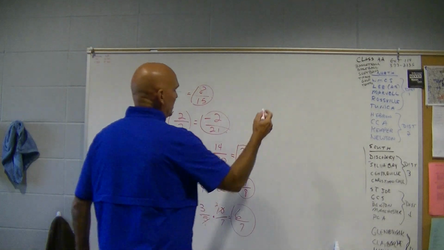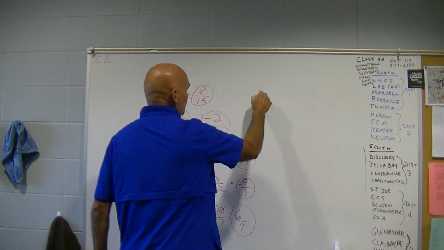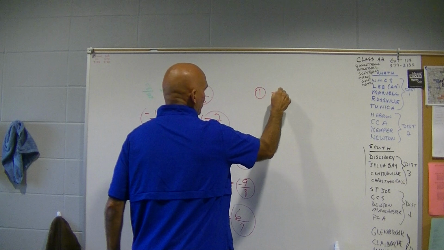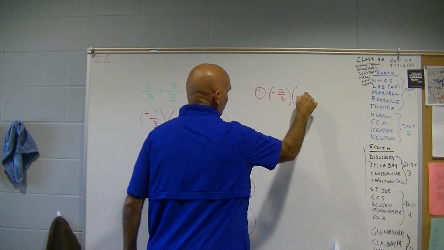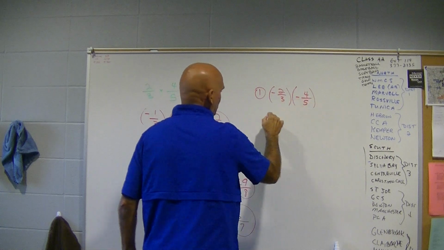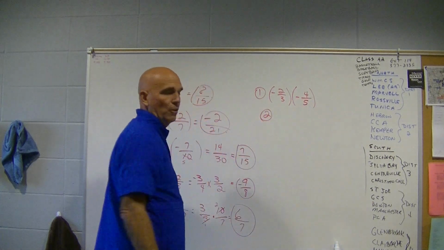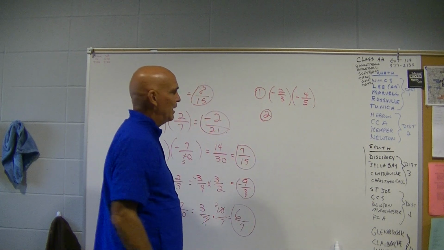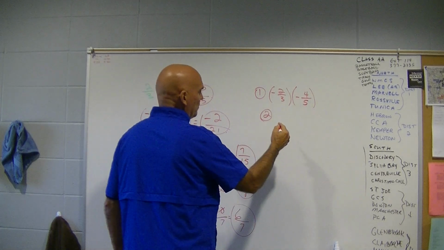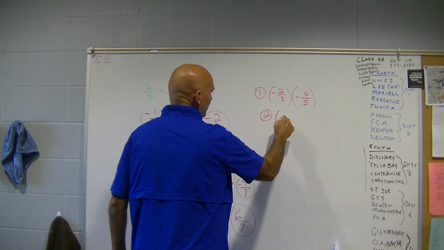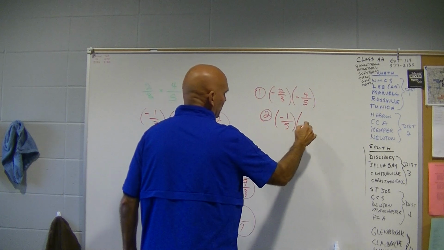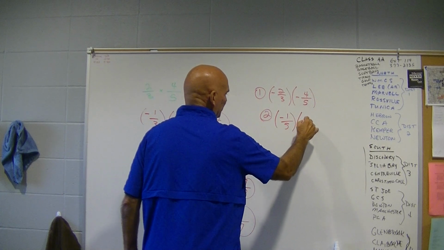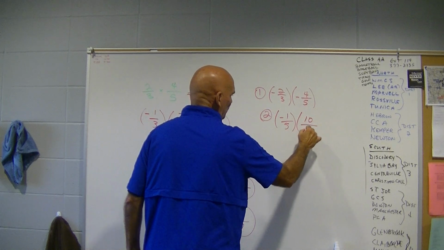Let's see. Here are some problems for you to work. Number 1, negative 2/3 times negative 4/5. Number 2. All right, so I'm writing them and I'm reading them out loud so you can play back the video if you can hear me. Negative 1/5 times positive 10/11.